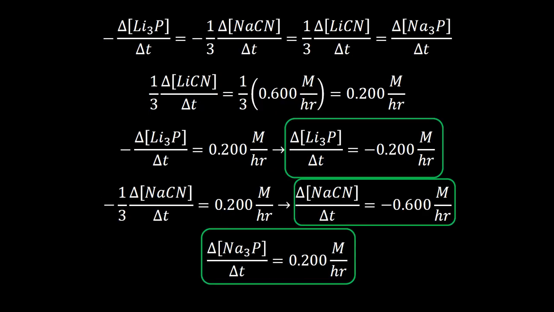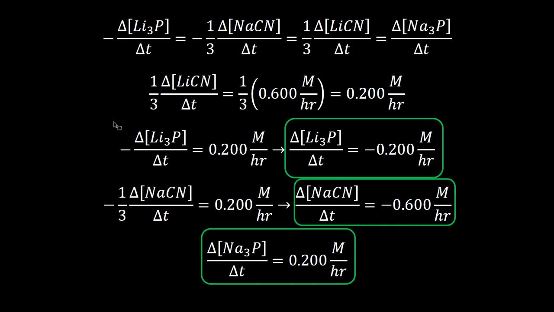And to do that, we're just going to go to lithium cyanide, where its part of the relative rate expression is multiplied by 1/3. Therefore, we're going to take 1/3 multiplied by 0.6 molars per hour, the rate of change of lithium cyanide. And that together gives us 0.2 molars per hour. Therefore, 0.2 molars per hour is what all three other parts of our relative rate expression can be set equal to.